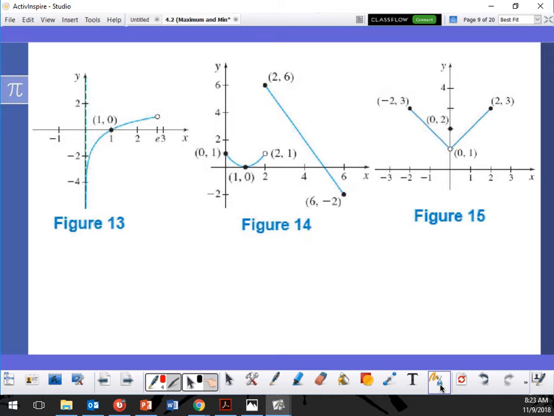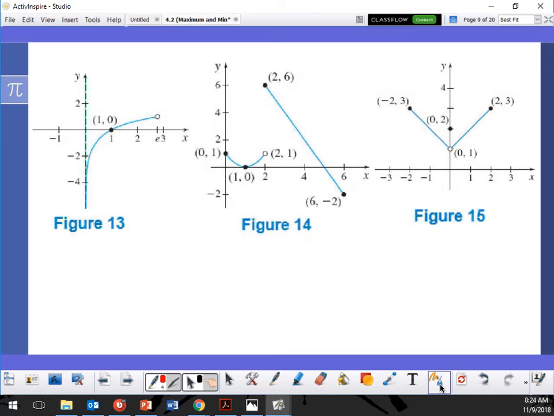Alright, next one is going to be here. Is it continuous over this interval? It's not continuous over the interval. So I can't really say what it would be. Since it's not continuous, I'm not going to get that. But if I were to say my interval would be from 2 to 6, I have a maximum at 2, 6. I have a minimum at 6, -2, right? And from the interval 0 to 2, I would have a max at 0, 1 and a min at 1, 0. Okay.